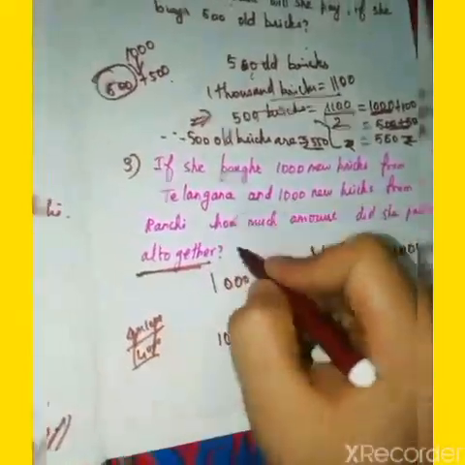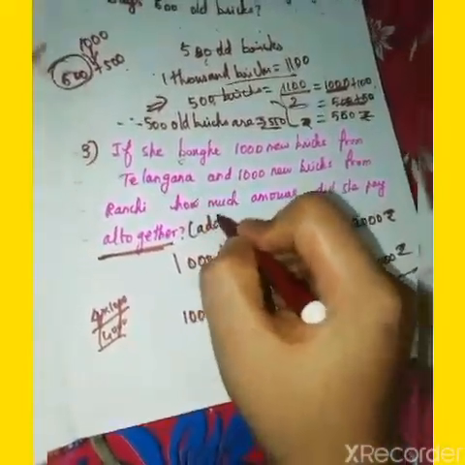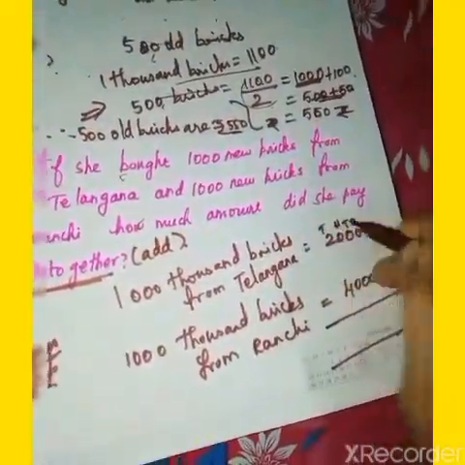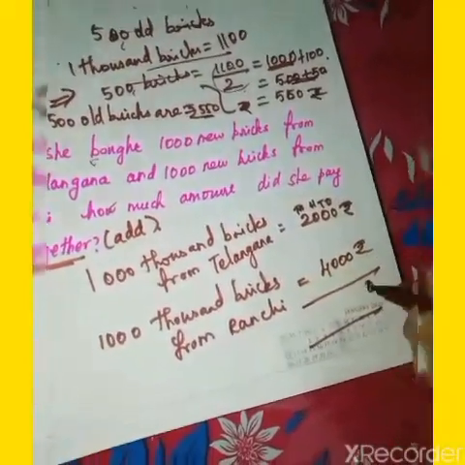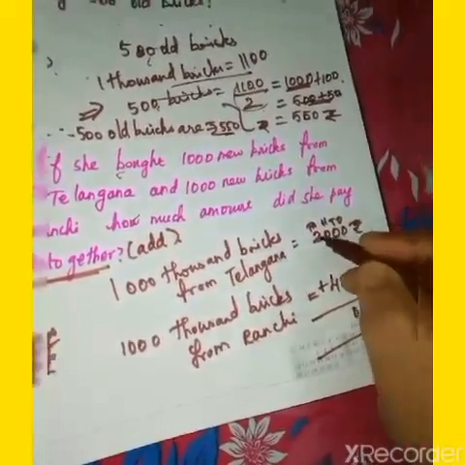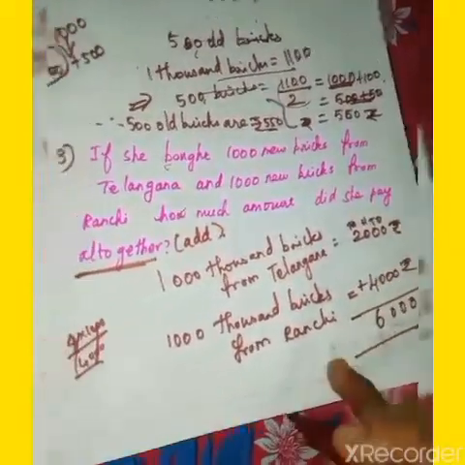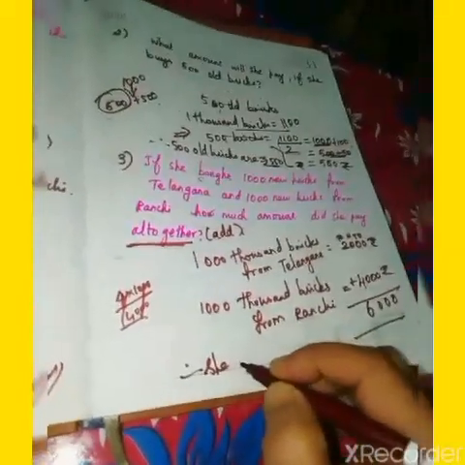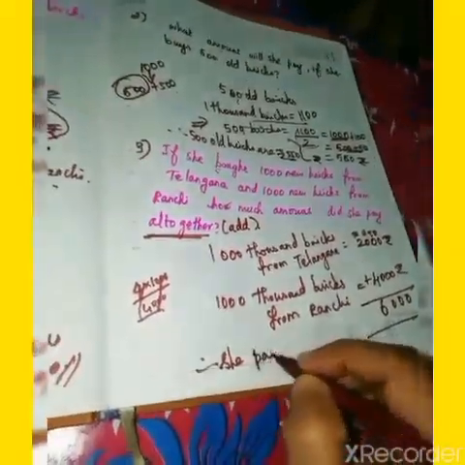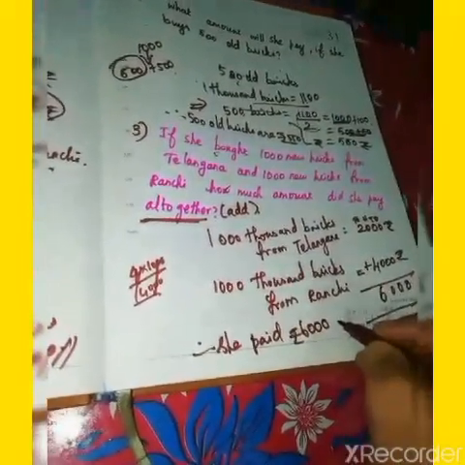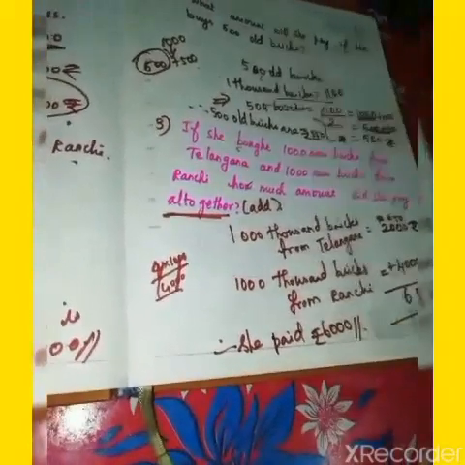The word altogether means you have to add. So now your addition should be ones, tens, hundreds and thousands. So 0 as it is 0, from 0 plus 0 you get 0, again 0. So 2 plus 4 will be your 6. So altogether she will pay how much rupees? Therefore she paid rupees 6000. Understand?